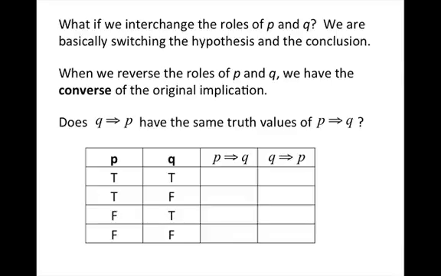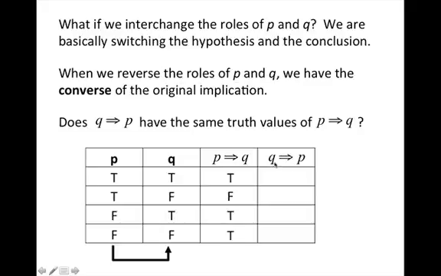Begin with P and Q, and P is true, true, false, false. Q is true, false, true, false. Now for the original implication, P implies Q, well, P implies Q is only false when the first part is true and the second part is false. So find the row where P is true and Q is false, and that's row 2. This is when the implication is false. Our implication will be true in every other case.